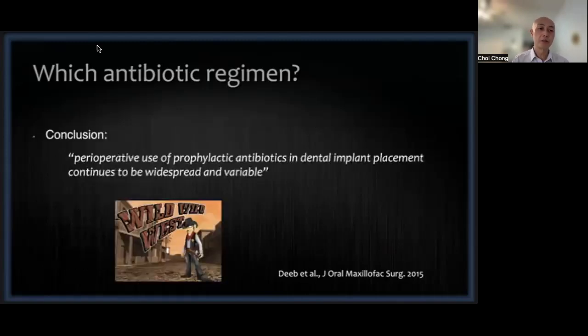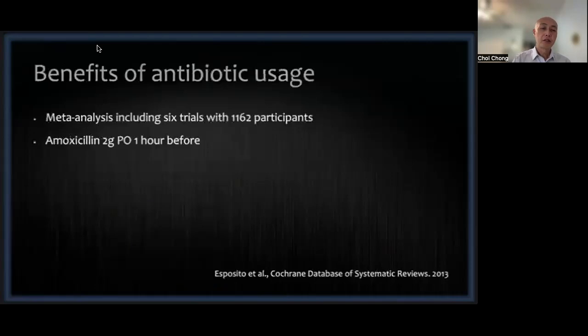So in conclusion, the perioperative use of prophylactic antibiotics in dental implant placement continues to be widespread and variable. There are a lot of different options, and we don't really have a true consensus on what's used. But what does the evidence say? If we look at the benefits of antibiotic usage, only one regimen of antibiotic really stands out, and that's the amoxicillin 2 grams 1 hour before.